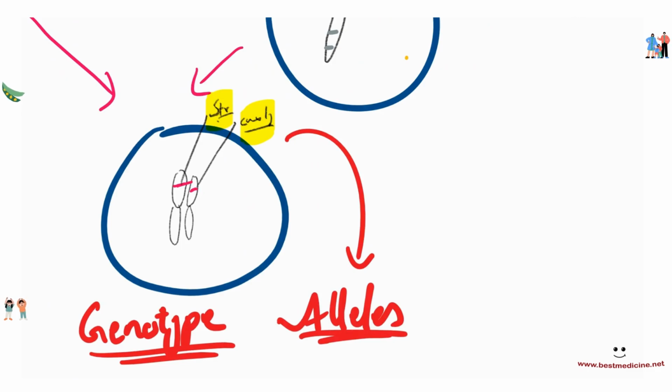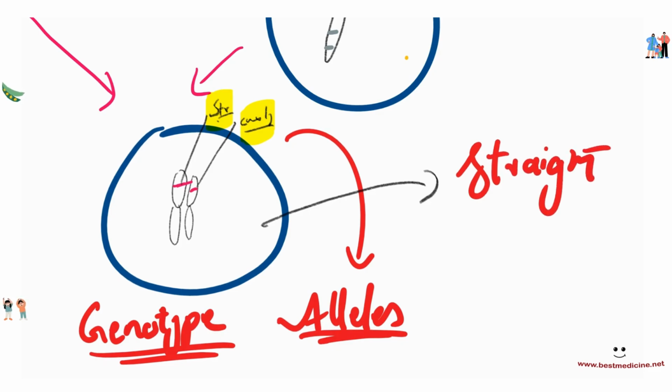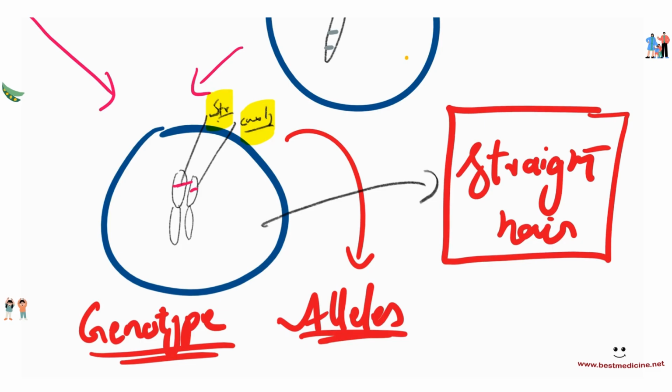Let's say this particular offspring has inherited a straight allele from the male parent and a curly allele from the female parent. And when this person grows up, they end up having straight hair. Even though all their cells contain both the alleles, they have straight hair. That means that the curly hair allele has been masked, deactivated, and straight hair has been expressed. Straight hair has overcome the curly hair's effects. Straight hair is dominant over the curly hair allele.